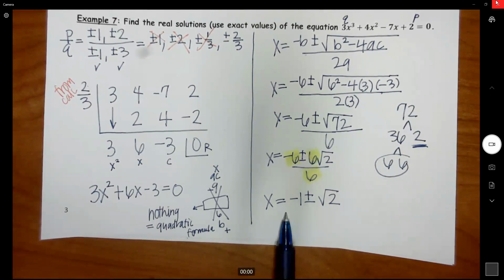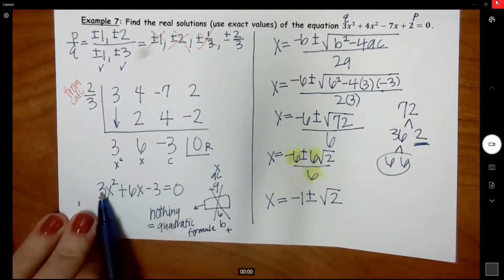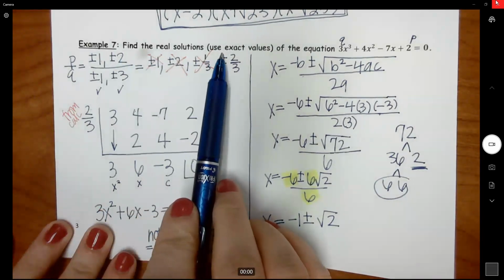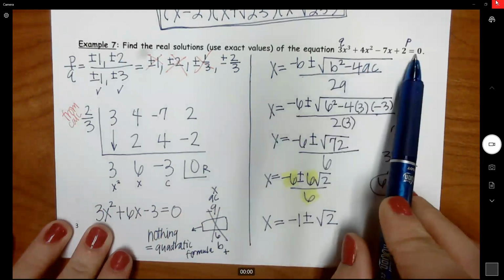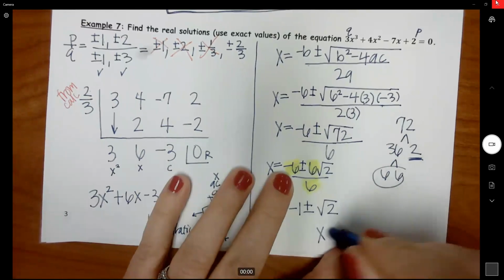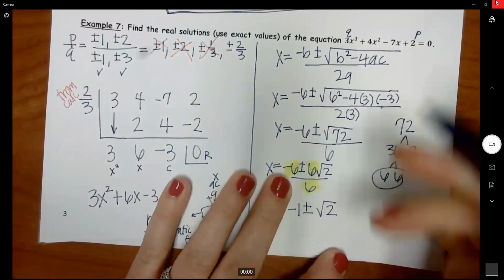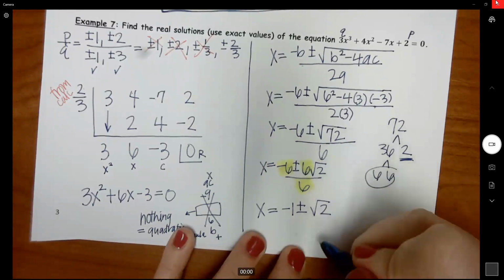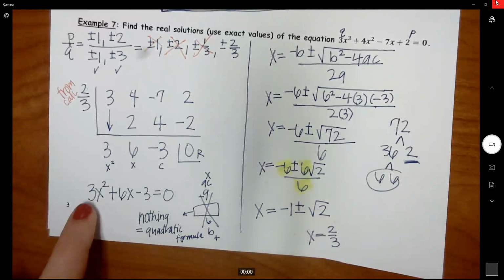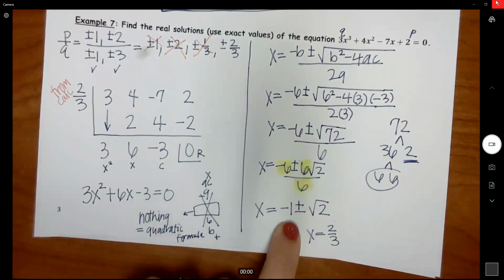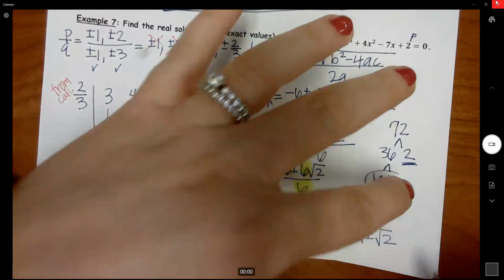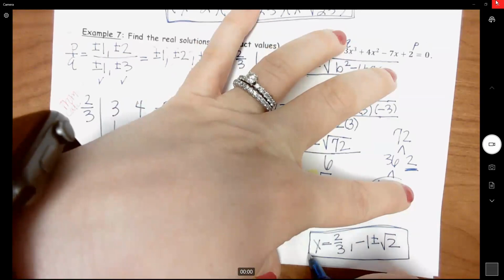So now that we have factored or solved this portion here, let's go back and answer the question. Find the real solutions, use exact values of this equation here. Well, we found one from the very beginning, of 2/3. And then I factored out this quadratic to get these two answers here: negative 1 plus or minus the square root of 2. So this is my final answer here.